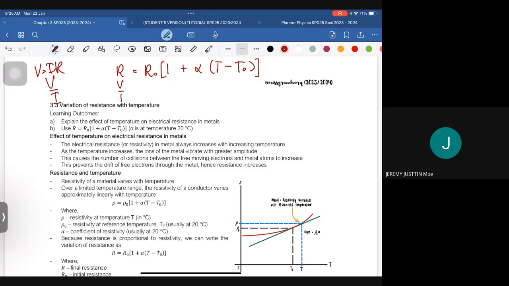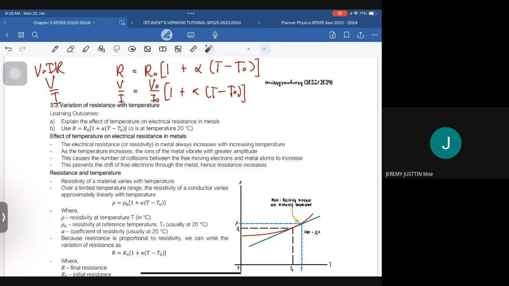So sometimes you have to substitute V over I, V naught, I naught, 1 plus alpha, T minus T naught. Okay, so something like this lah. So, dorang selalunya suruh apply macam ni, tapi sometimes you have to substitute untuk cari benda lain. Sebab R ni dorang tidak bagi. Macam tu lah. The usual questions dalam PSPM.